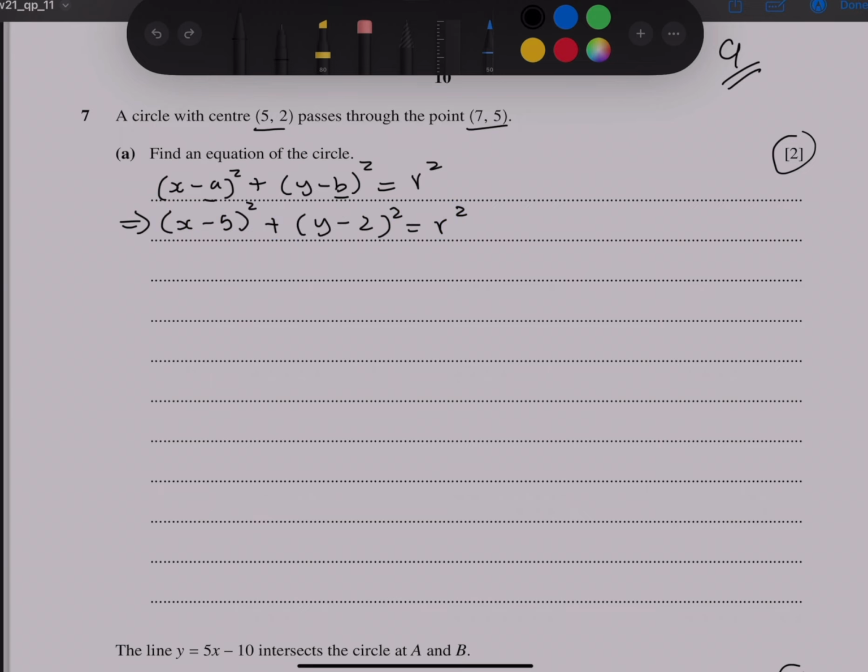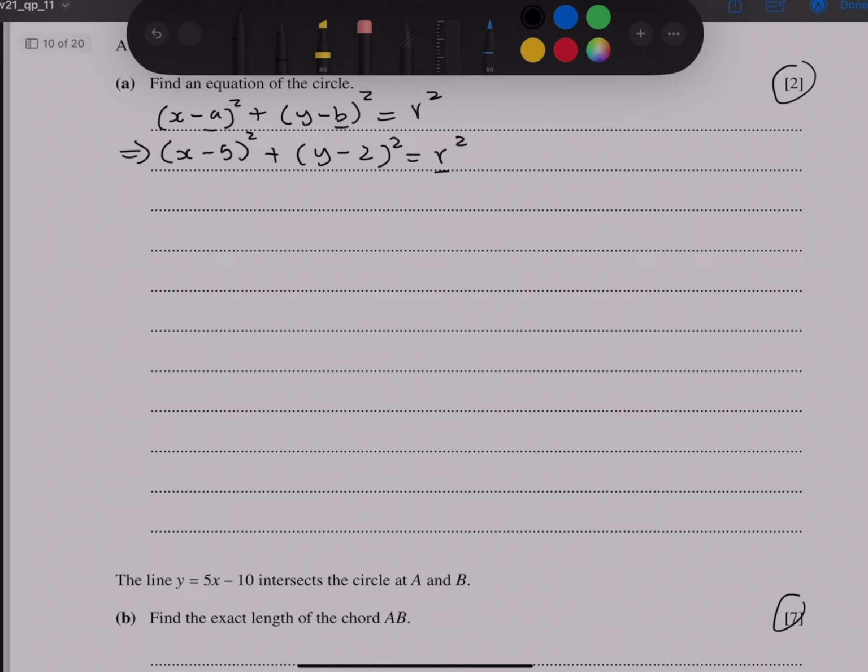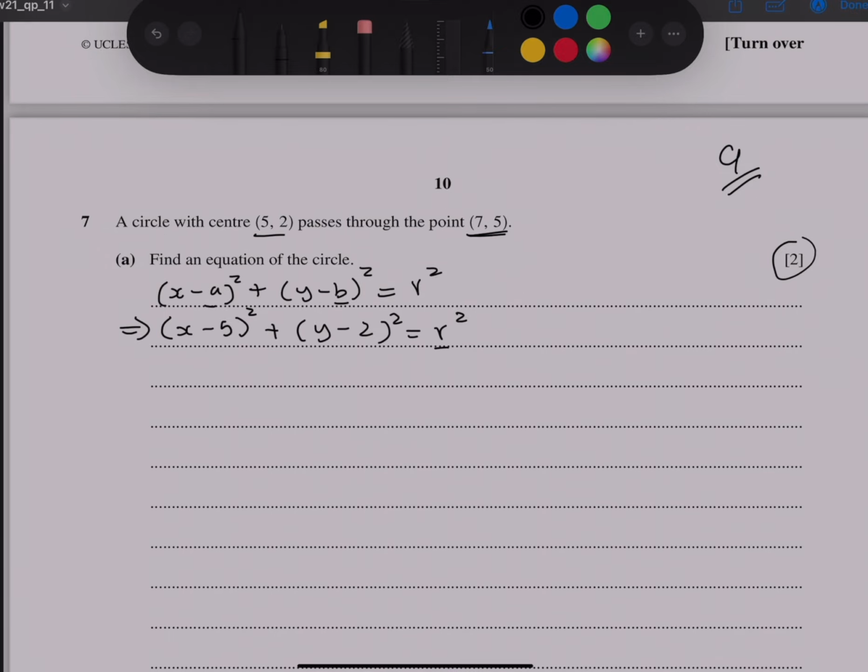Moving on. Now, how do we find the radius? Well, they've told us that it passes through this point. So if you have trouble visualizing, you can always draw the circle with its center. And these intersect, meaning this circle and this point intersect. So that means this point, we don't care where it is, but it's on the circle, right? And because it's on the circumference, the distance between the center and any point on the circumference is the radius.